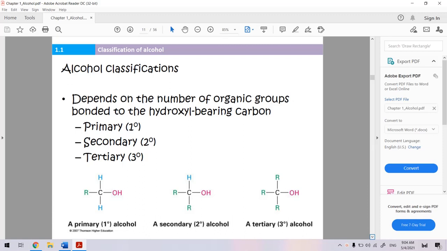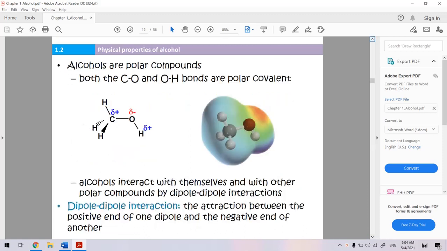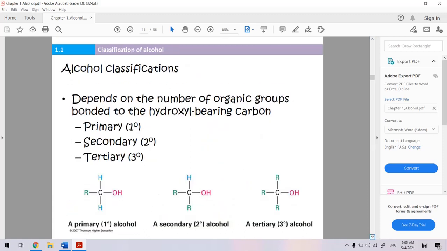Let's continue our class with alcohol classification. Okay, alcohol can be classified into three types, which are primary alcohol, secondary alcohol, and tertiary alcohol. So how do you distinguish between primary, secondary, and tertiary?